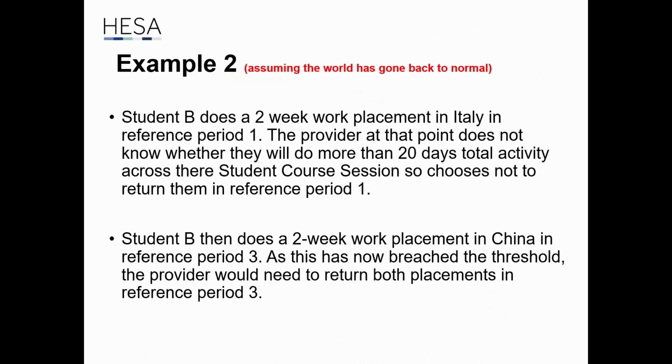Student B then does a 2-week work placement in China in reference period 3. As they've now breached the threshold of the 20 days, the provider would need to return both placements in reference period 3. So in 1 and 2, nothing is returned because the provider assumes the student won't be doing any more than 20 days. But in reference period 3, they return the off-venue activity they did in that reference period when they went to China, and they would also backdate a further entity to record when they went to Italy to do some paid work as well.